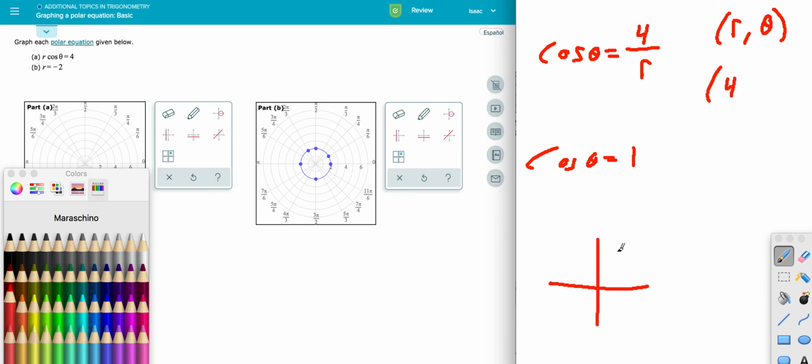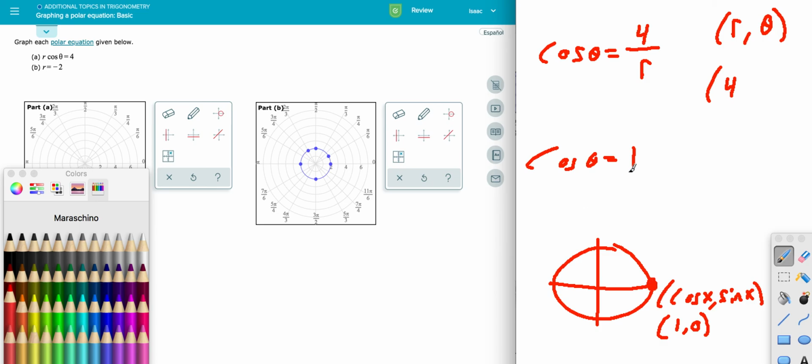On the unit circle, cosine is always the x coordinate. So this is (1, 0), right? This point right here that I drew, that's (1, 0). So that means that when theta is 0, cosine equals 1. So when r is 4, we got this equation, and that's only solvable when theta equals 0.